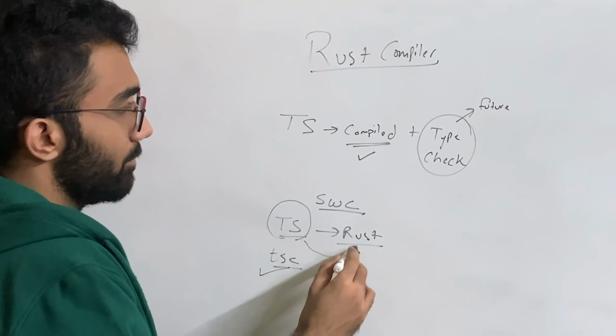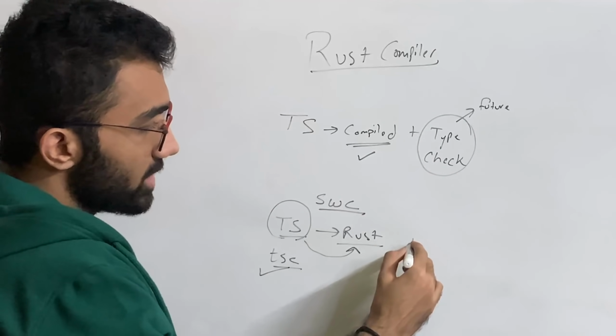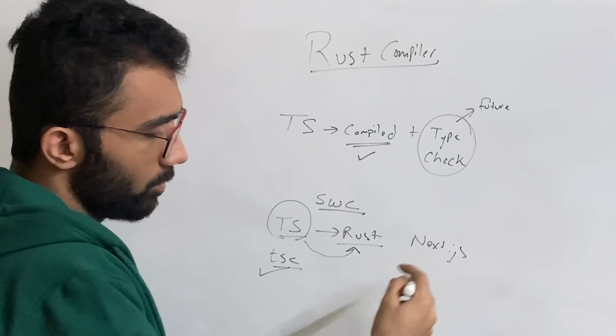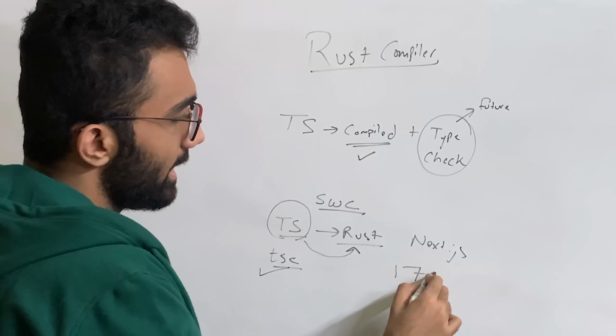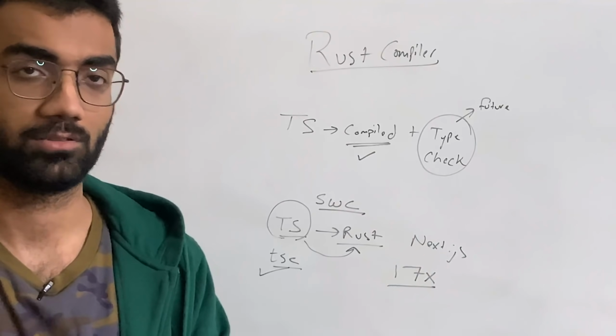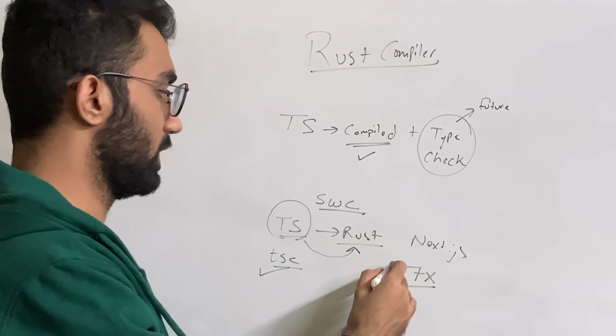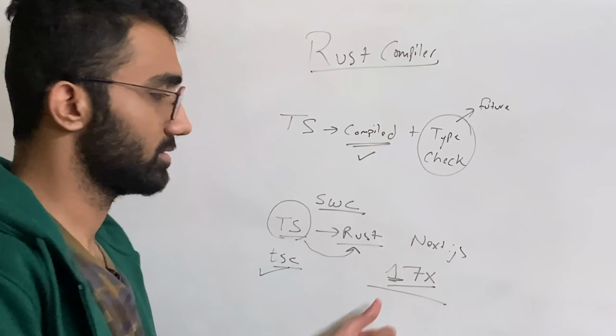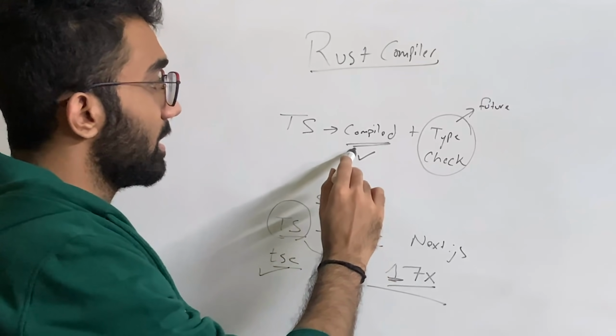Porting that to Rust and bringing those benefits to Next.js actually speeds up, Vercel claims, up to 17 times the compilation and the building phase of your project. So that's not a small number, right? This is a 17 times faster speed up. And this is right now just the compilation part.